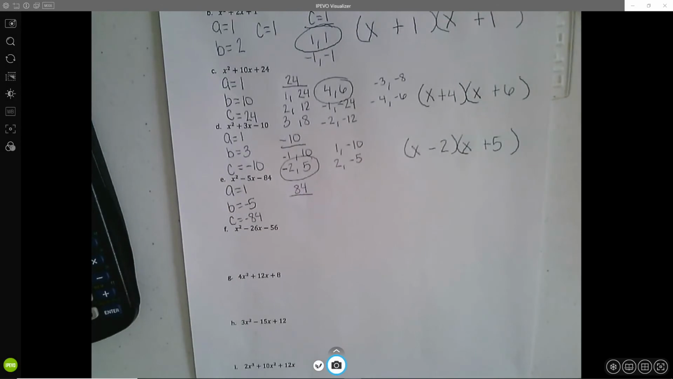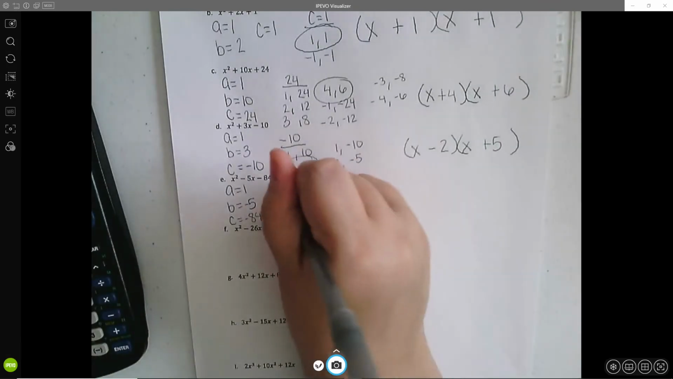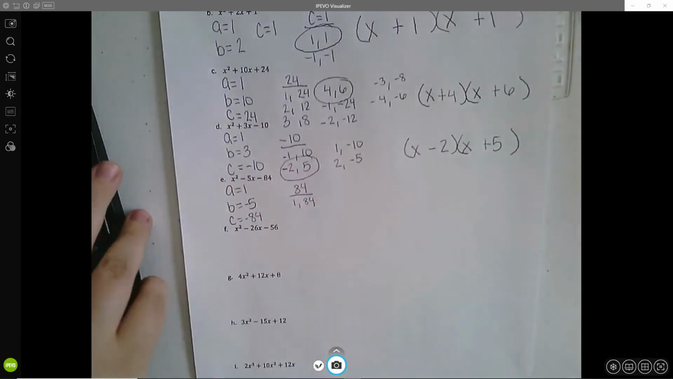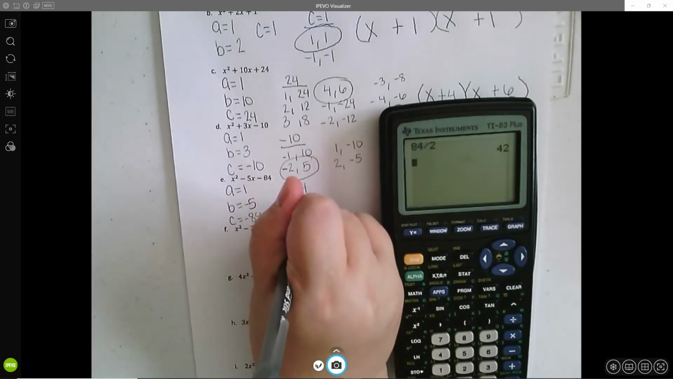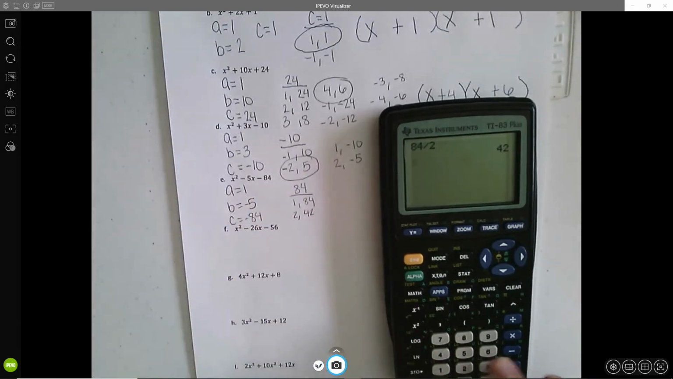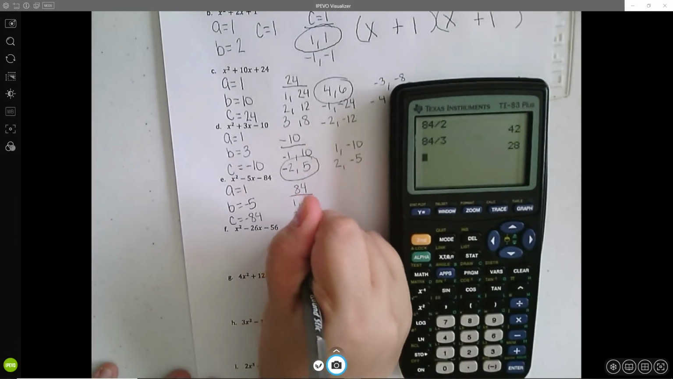Okay, my C value is negative, just like the last problem. That means one factor is positive, one is negative. This one is a bigger number. Let's start listing out factors of 84. 84 and 1 are a factor. If you have to, off to the side, you can always check. So if I walk you through 84 divided by 2, it didn't give me a decimal, so that's a factor. 2 and 42. 84 divided by 3, I have 3 and 28.